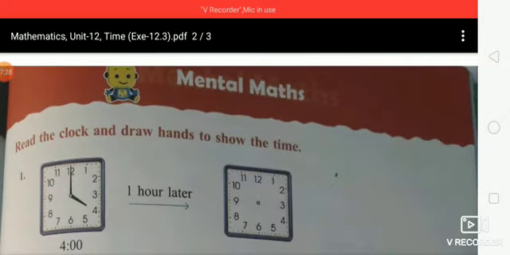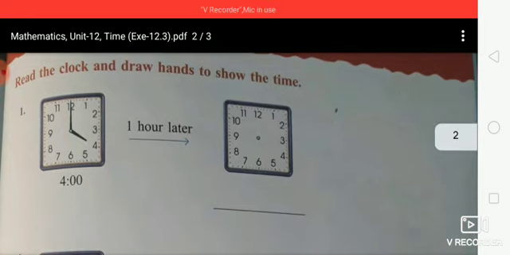Now let's start mental math. Read the clock and draw hands to show the time.